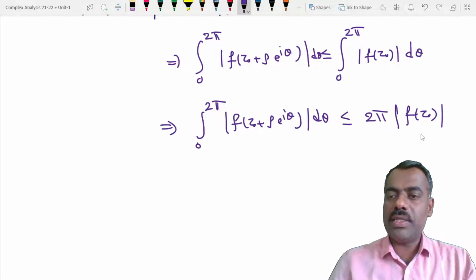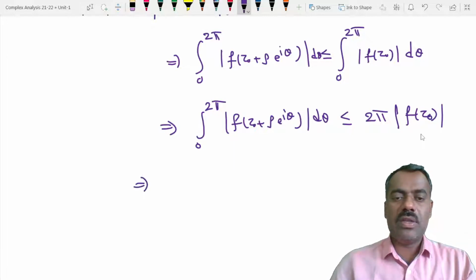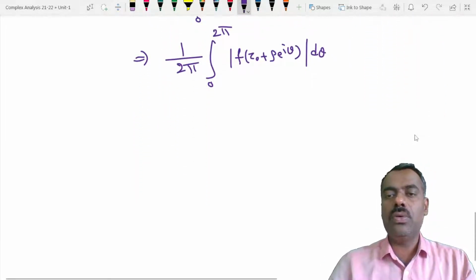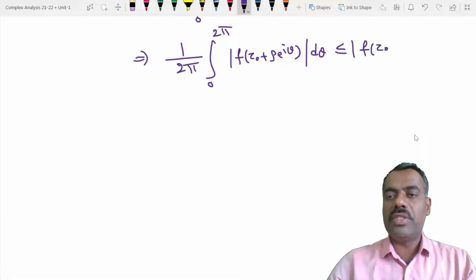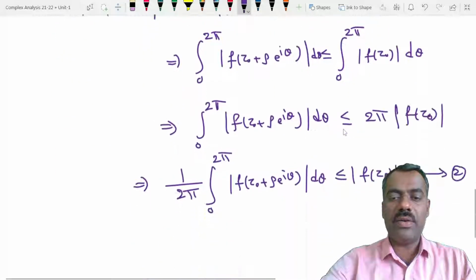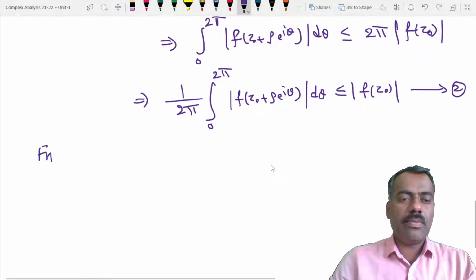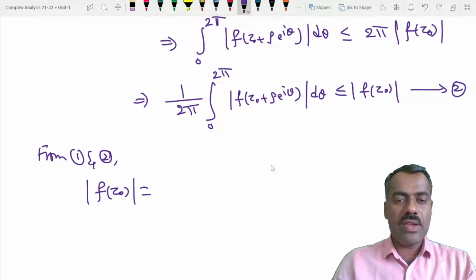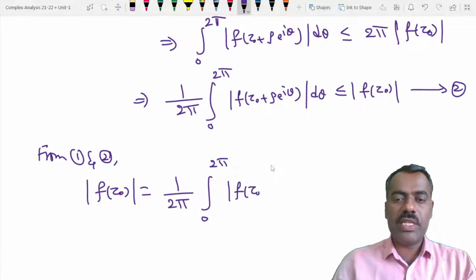If you bring this 2 pi here, it is the same as 1 by 2 pi times the integration of |f(z0 + rho e^(i theta))| d theta, which is less than or equal to the modulus of f(z0), right? Consider this as inequality 2. Now if you see inequalities 1 and 2, what we have is exactly the same. So from 1 and 2, |f(z0)| is equal to 1 by 2 pi times the integration from 0 to 2 pi of |f(z0 + rho e^(i theta))| d theta.